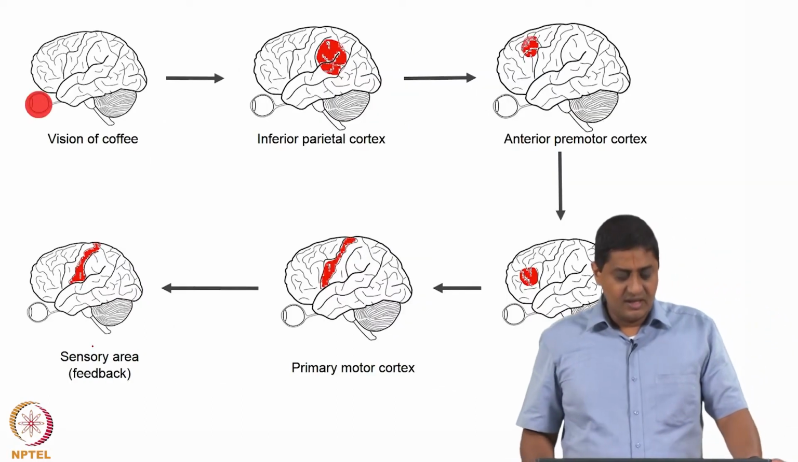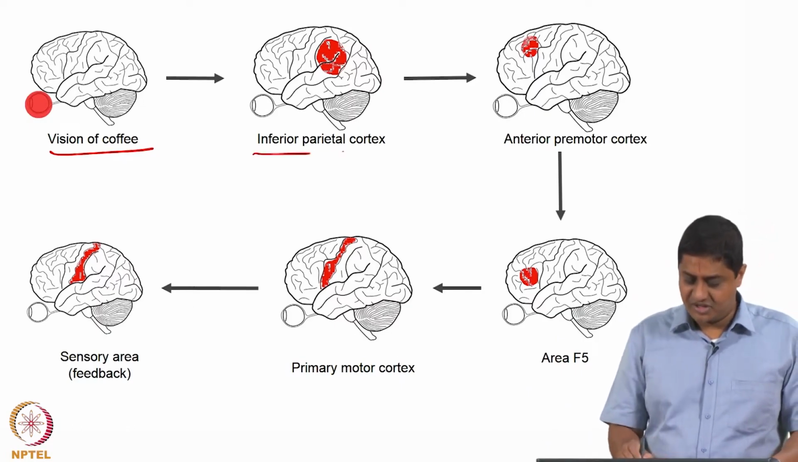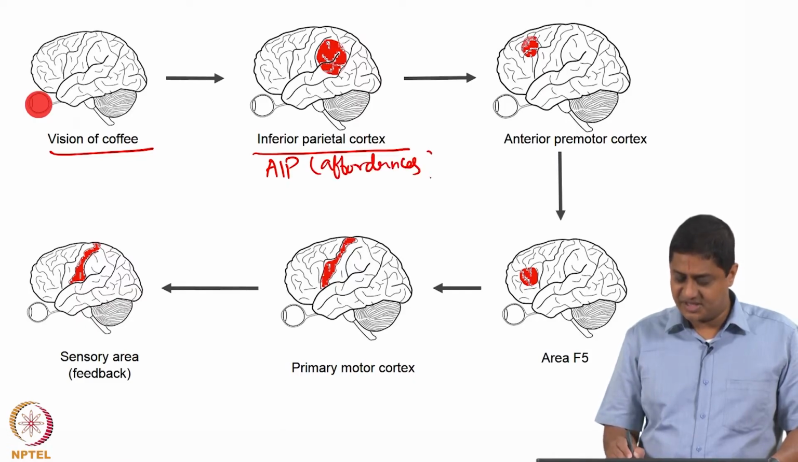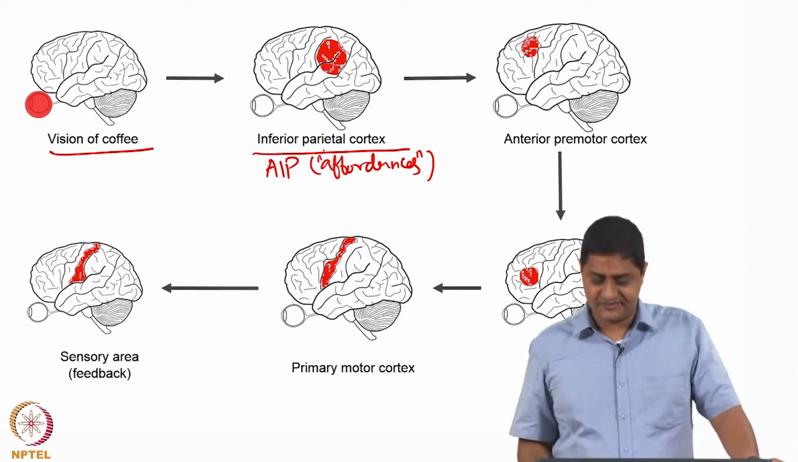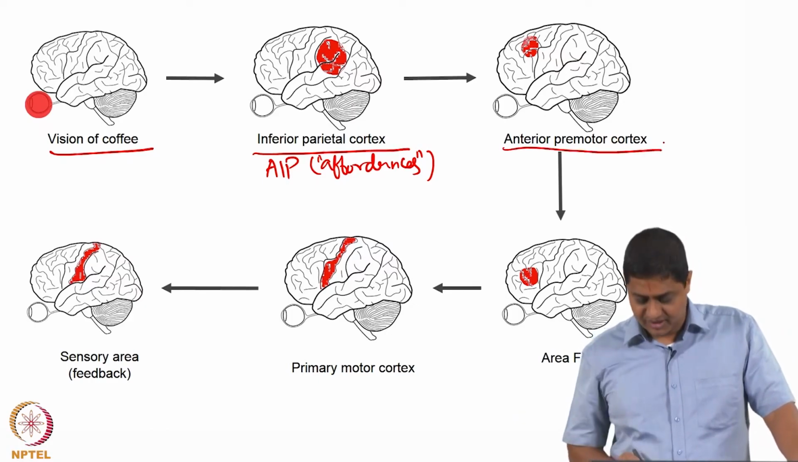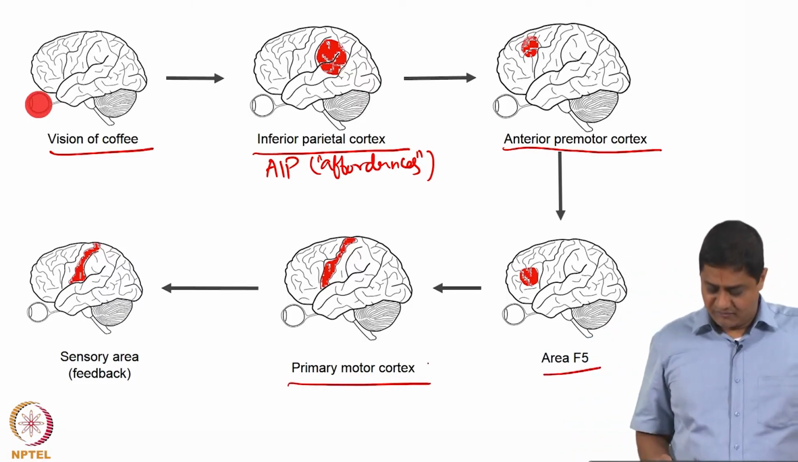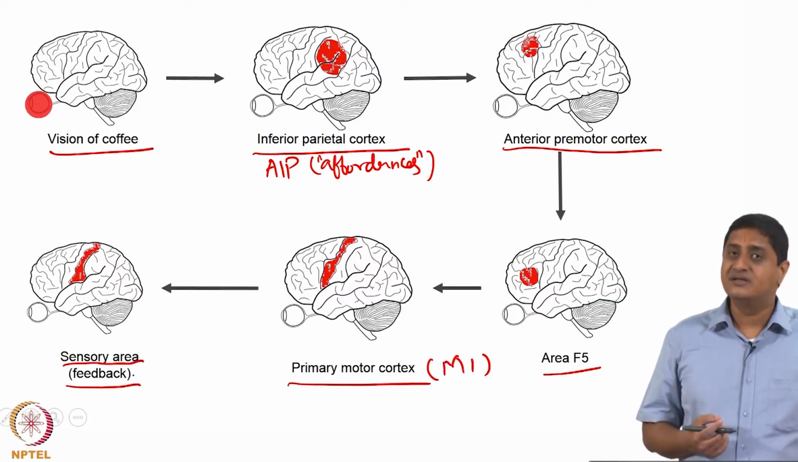So, essentially vision of the coffee cup is the first step, and then that information goes to the inferior parietal cortex, specifically the AAP area, to get information about the affordances. Please check this word, it's a technical word from psychology. Please check what is the meaning of affordance. From there it goes for planning of movement to the anterior premotor cortex. From there, area F5 for hand to mouth movements. From there, M1 for movement execution, and finally feedback is received through the sensory area.